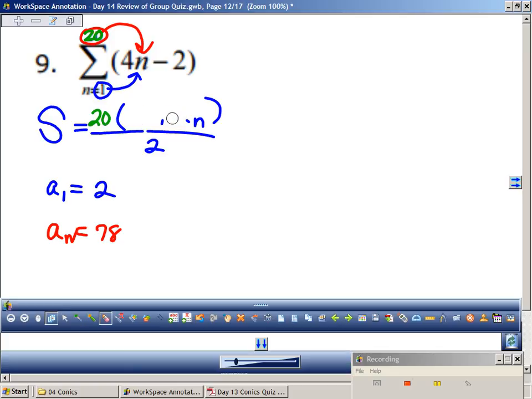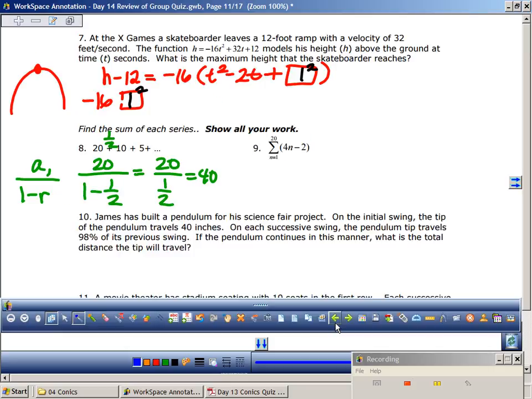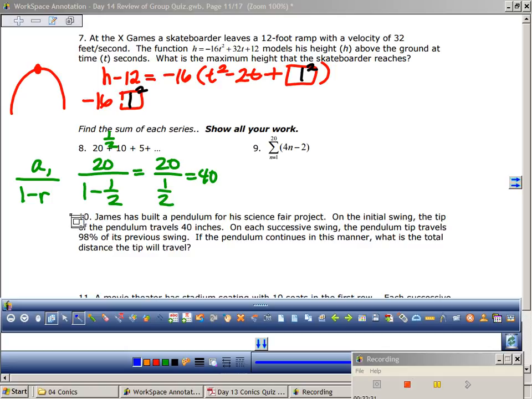A sub 1 is 2. And a sub n is 78. If I solve that, I get 80. 20 divided by 2 is 10. So it's 800. All right, finally. Separate one.